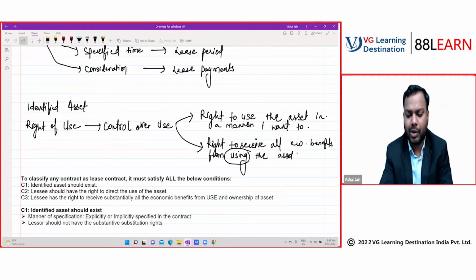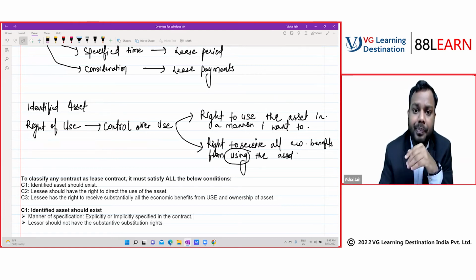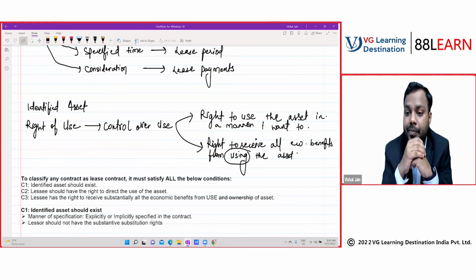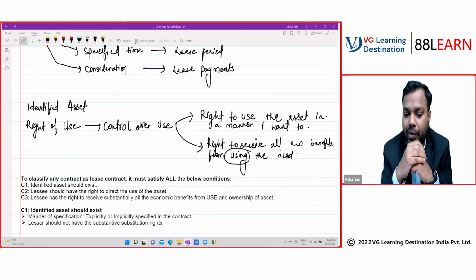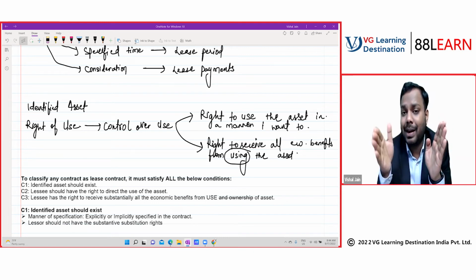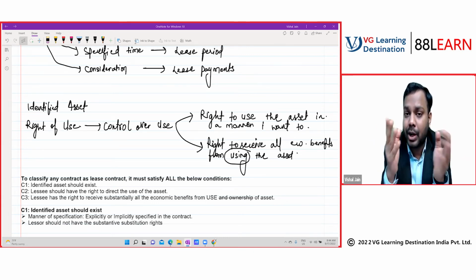Now, what is the meaning of this one? Explicitly specified. What is the meaning of explicitly specified? Anyone? I think you have already studied this topic in either CE or at the skill level. Tell me, what is the meaning of explicitly specified? It's stated in the contract, right? Clearly stated in the contract, you can say that. Now, what is the meaning of implicitly specified? Not clearly stated, but both the lessee and lessor know which asset we are talking about.